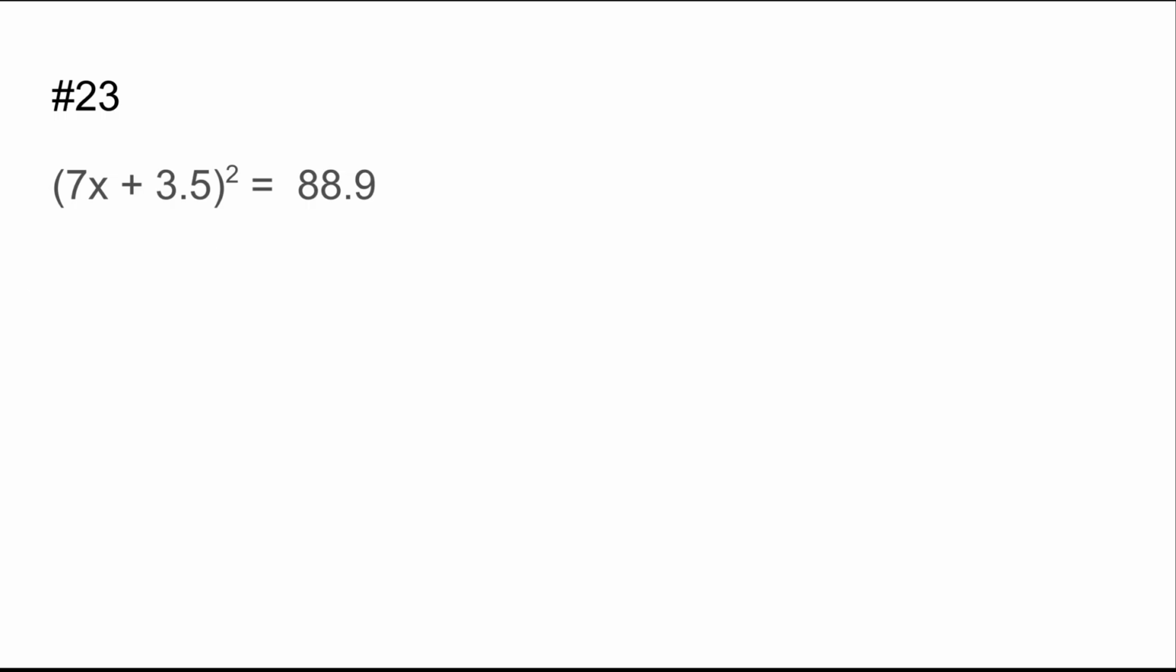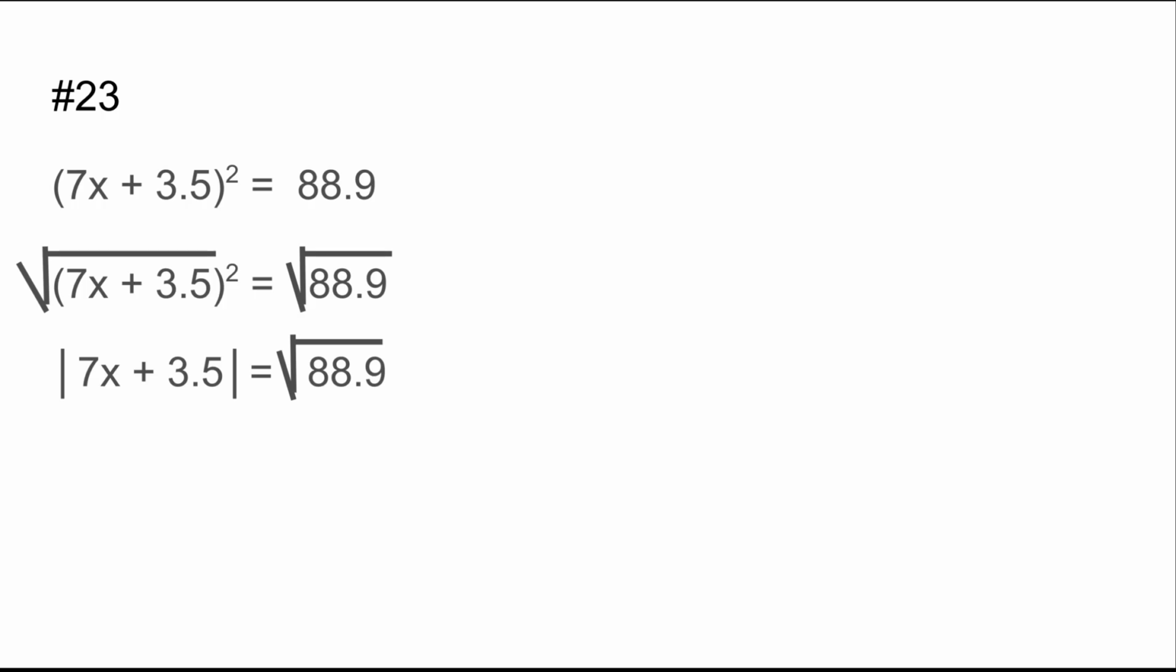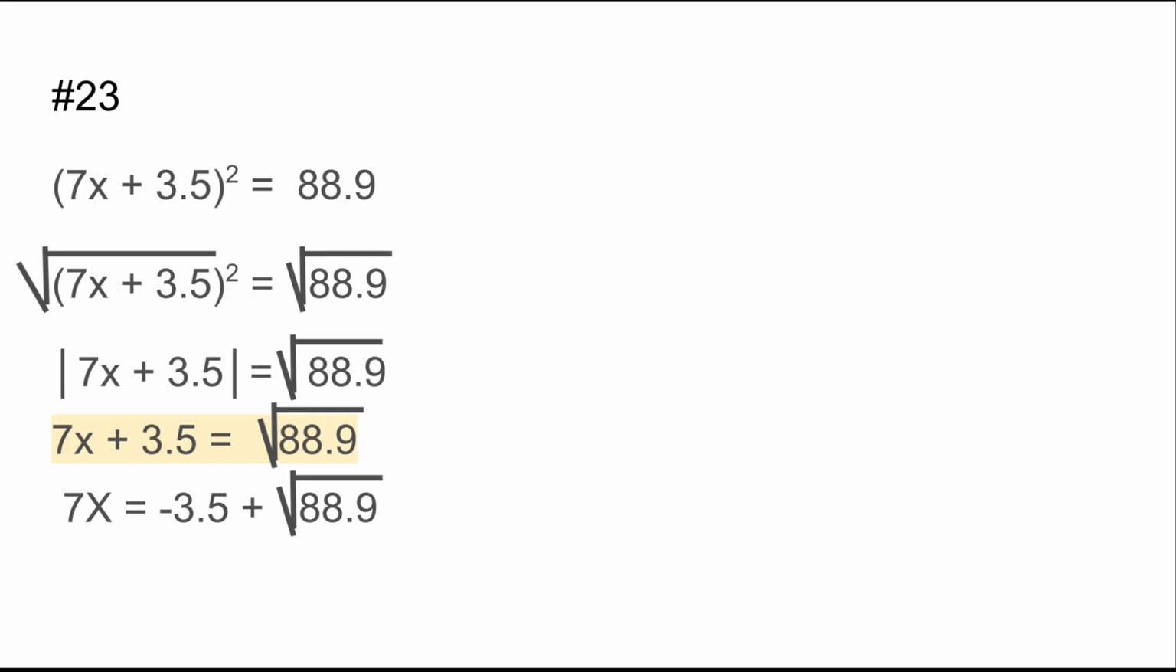23. Take the square root of both of these. We have the absolute value of 7x plus 3.5 equals the square root of 88.9. Rewrite this equaling the positive and negative of the square root. We will subtract 3.5. In our calculator, we type negative 3.5 plus square root of 88.9, enter, divided by 7, enter. 0.85 will be your solution.